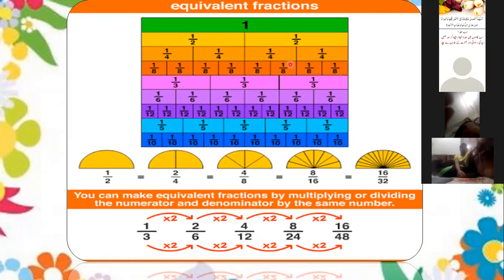Now come to this shape. Here we have divided this one whole into 8 equal parts. The proportion of the shape is the same, but now it has been divided into 8 equal parts. And each part is called 1/8 and all the parts are called eighths.